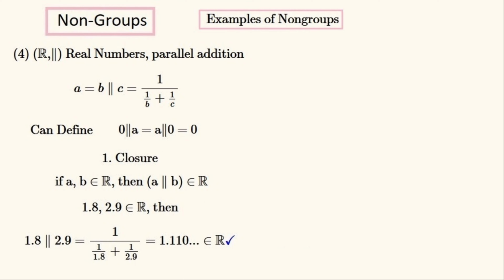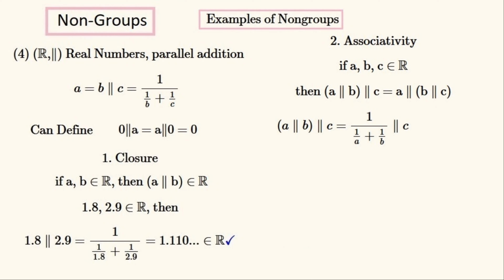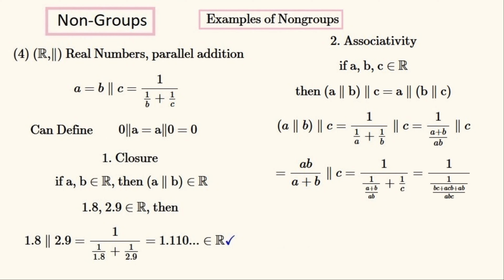The next axiom to prove is associativity. We'll prove this with algebra. We'll expand the left-hand side of the top equation. We'll sum these two fractions together. Then we'll simplify this fraction. Then we'll expand this expression again. Then we'll get this messy fraction expression.